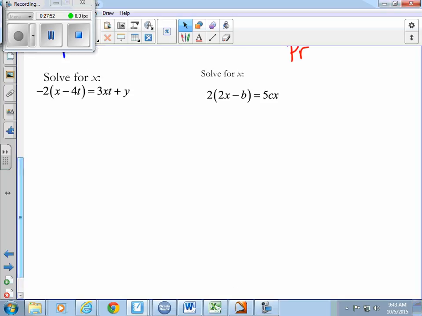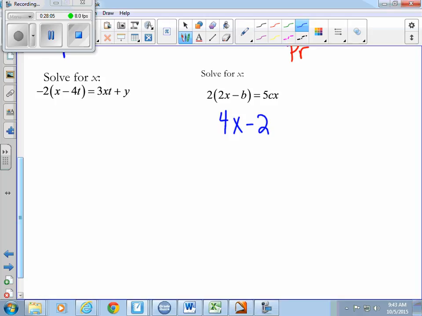So solve for x, the one on the right. What would we do first? Distribute the 2, and I would definitely do that on this one. Otherwise, you get fractions involved. Not that fractions are the end of the world, but you probably would prefer not to have them. And now what?